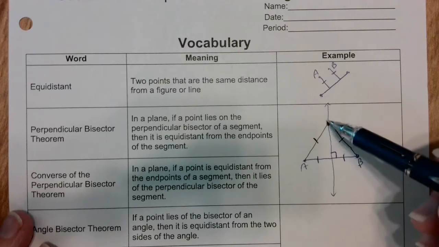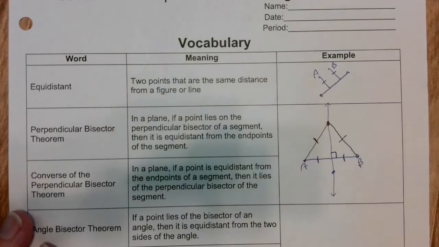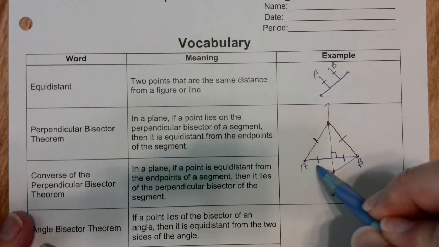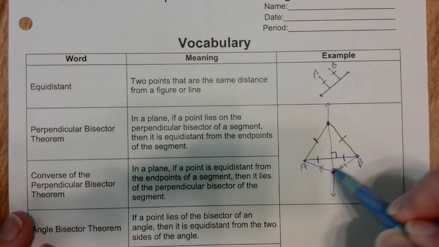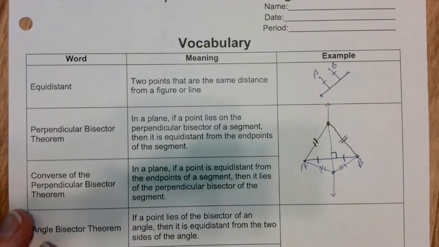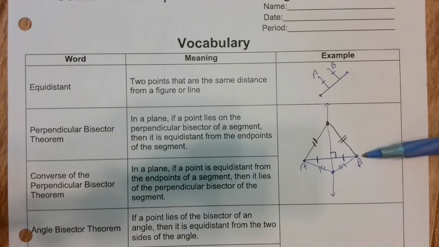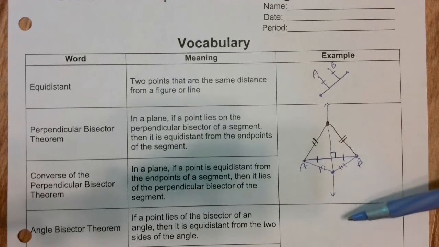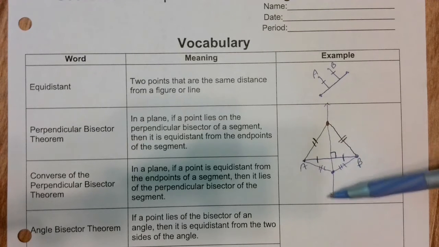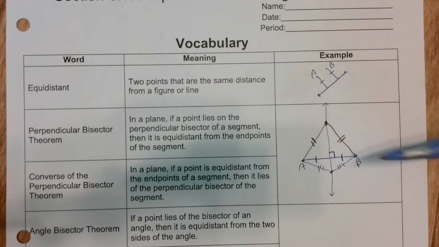Now that works for every point. So it can be above, it could also be below, maybe here. This distance and this distance would be the same. Those need one more tick mark. So it works for every point. Now the converse says, if a point is equidistant from the endpoints A and B, then it is on the perpendicular bisector. So if they're on the perpendicular bisector, they are equidistant. And if they're equidistant, then they're on the perpendicular bisector. It goes both ways.